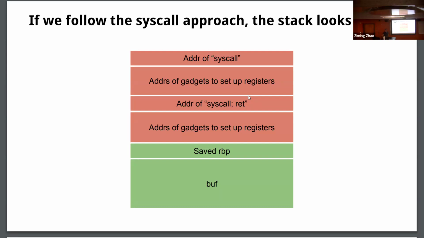Okay, so if we follow that approach, the stack should look like this, right? Then we have a buffer, we have a saved RBP, then we have some gadgets to set up the registers. Then we need to find the address of this gadget, syscall return. Or there could be something in the middle, but those instructions in the middle, you need to make sure they will not crash the program at least. Then you set up the gadget again, then find another system call instruction here. This one you do not need to return because we're only making 2 system calls. So here you don't need to return.